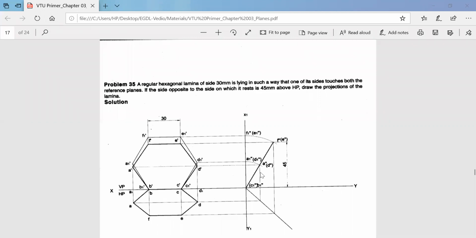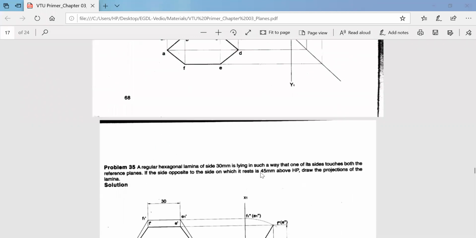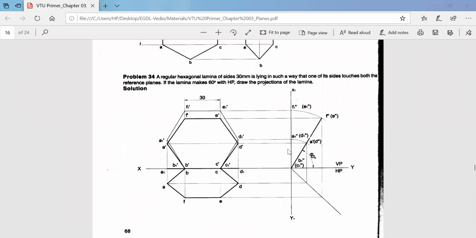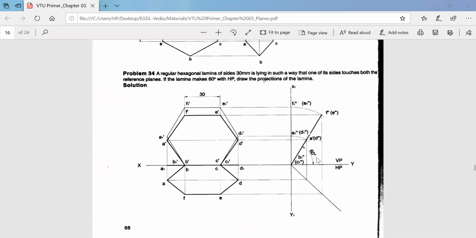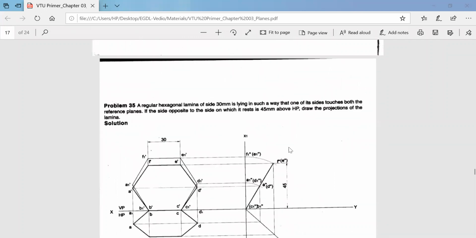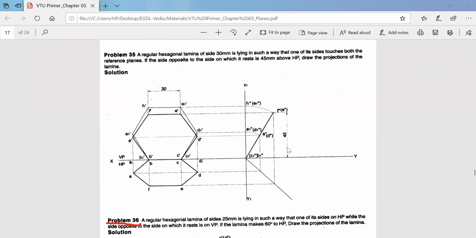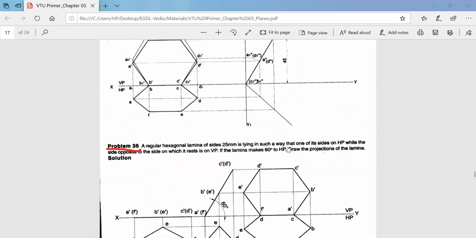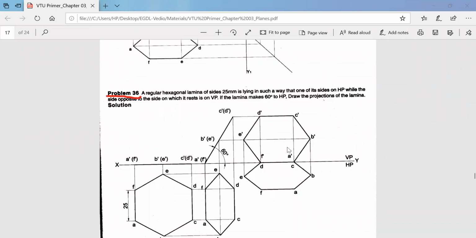So one problem I have given in the assignment already, so you will solve this problem. Similarly, you have to do this, only the thing is instead of an angle, they have given 45 mm. So this is about one problem on application based hexagonal lamina. Hope it is clear to everyone.